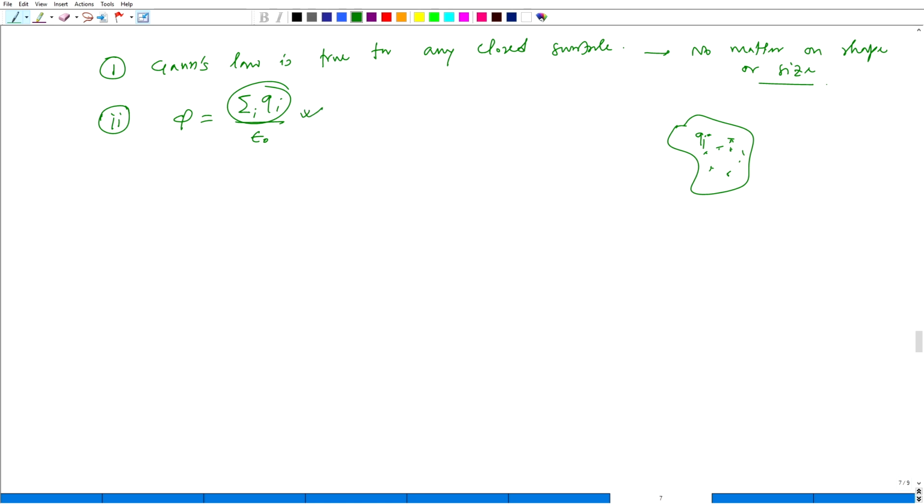So in the next class we will discuss some applications of Gauss law and how to use symmetry to calculate the electric fields. Okay, we will see in the next class.